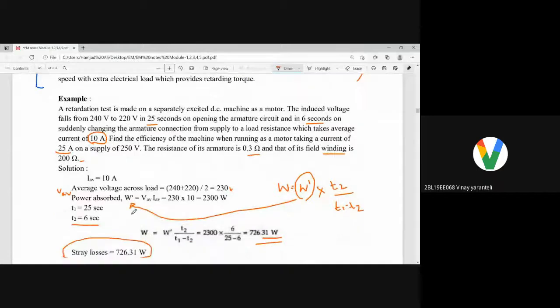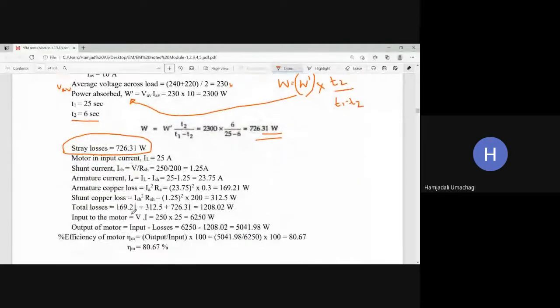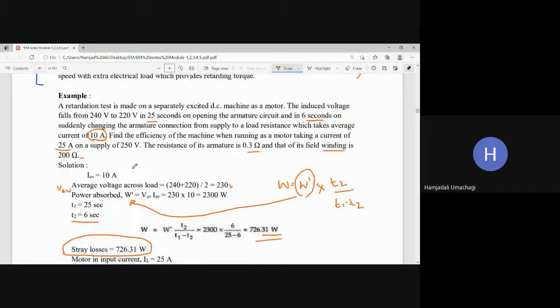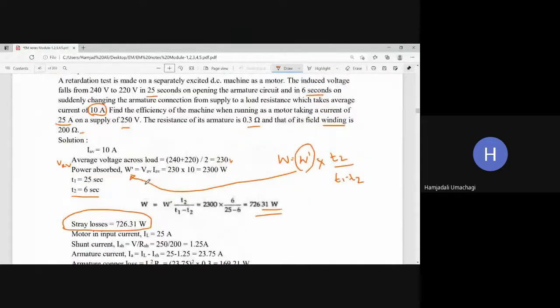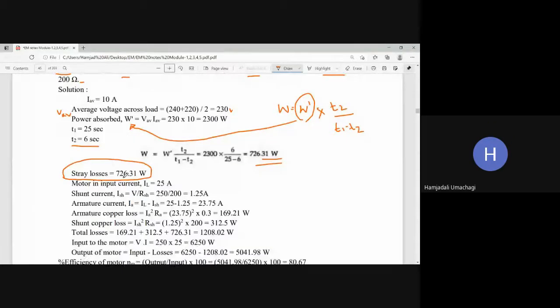So now, after calculating the rotational or stray loss, let us calculate efficiency. For efficiency, we want output and input information. So let us calculate input now. Motor input current is given as 25 ampere, and field current is ISH, that is V by RSH. V, the input applied voltage to the motor, is 250. And the field resistance RSH value is 200. So 250 by 200, the field current will be 1.25.